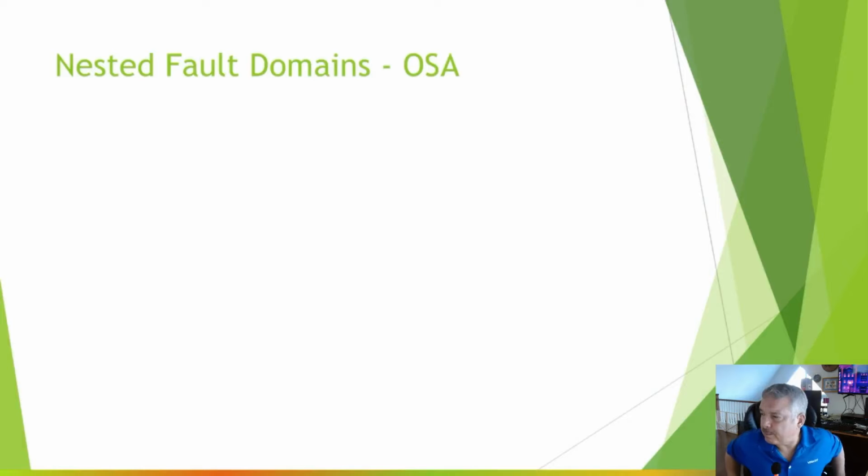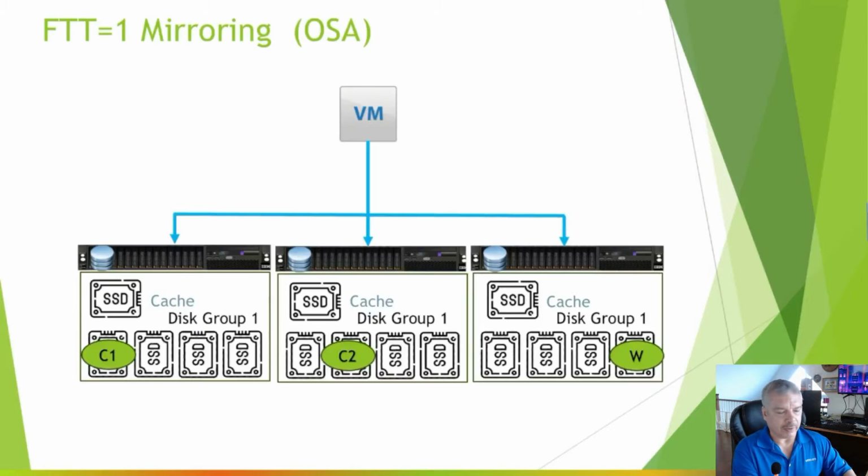Let me get my iPad going here. All right, so let's talk about nested fault domains. The first slide is about the original storage architecture first. We'll talk about Express Storage Architecture afterwards, so let's learn how to walk before we run. What I'm showing you here is failures to tolerate equals 1, mirroring, and this is just a quick review.